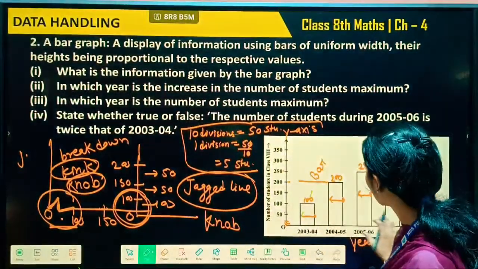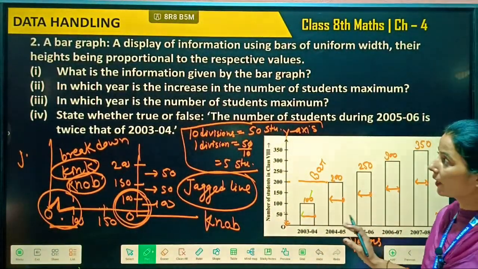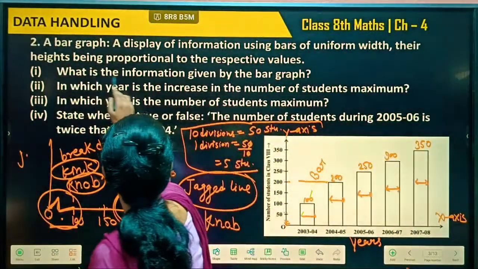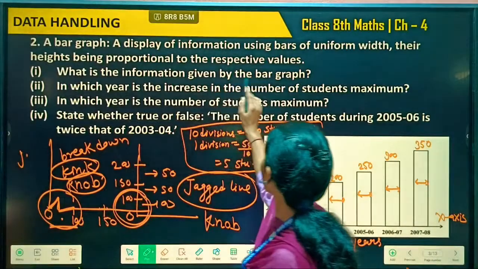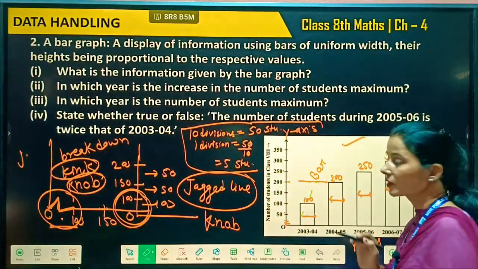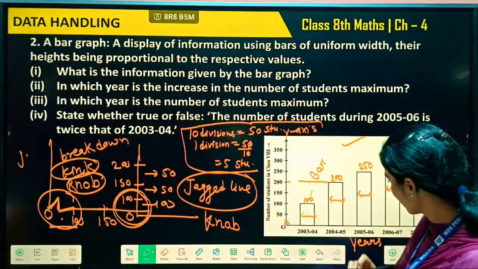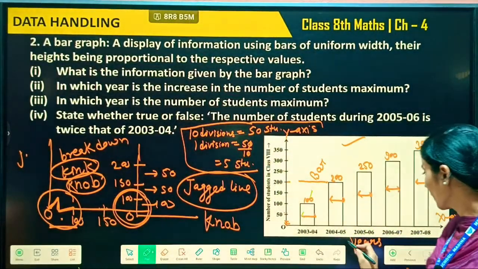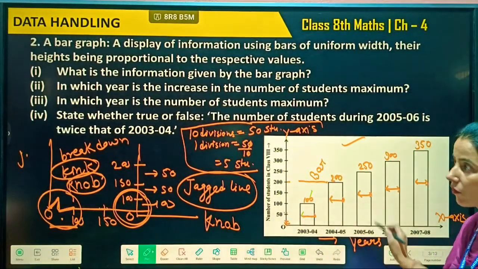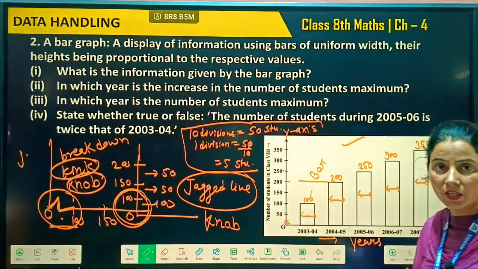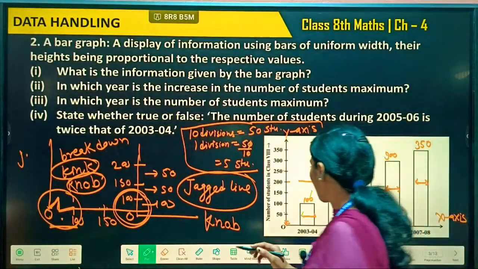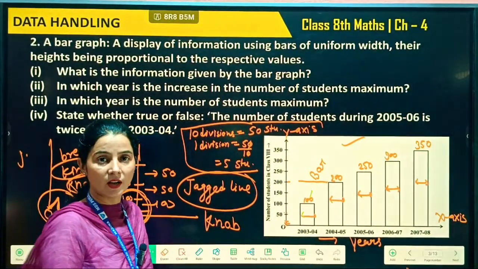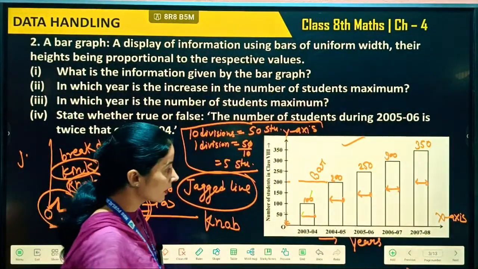Let us see this bar graph already drawn, and we have to answer some questions. What is the first question? What is the information given by the bar graph? What information is this bar graph depicting? Let us see. It is showing number of students in class 8 in different academic years. Number of students in class 8 in different academic years.